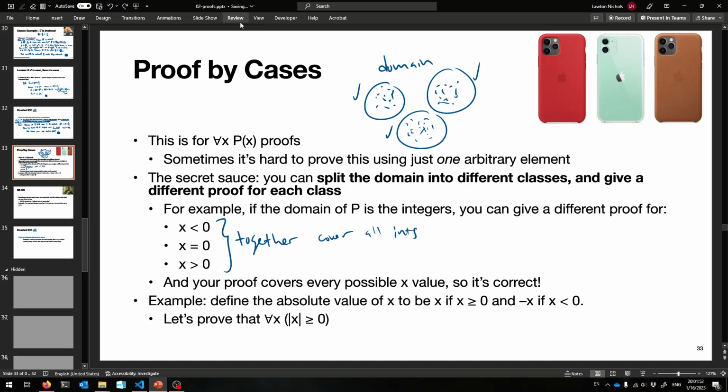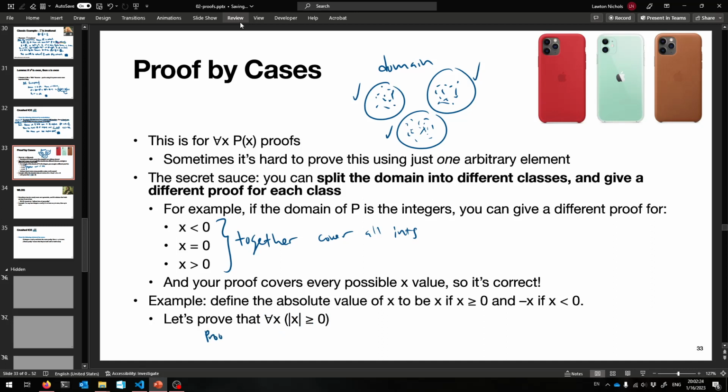So here's a quick example of that to use proof by cases. Let's define the absolute value of x to be just x itself if it's already a non-negative number. If x is greater than or equal to 0, just say that the absolute value of x is x itself. Otherwise, if x is less than 0, define it as negative x. And let me prove to you that that's the correct thing. Let's prove that for all x, the absolute value of x is greater than or equal to 0. Okay? We'll do it by cases.